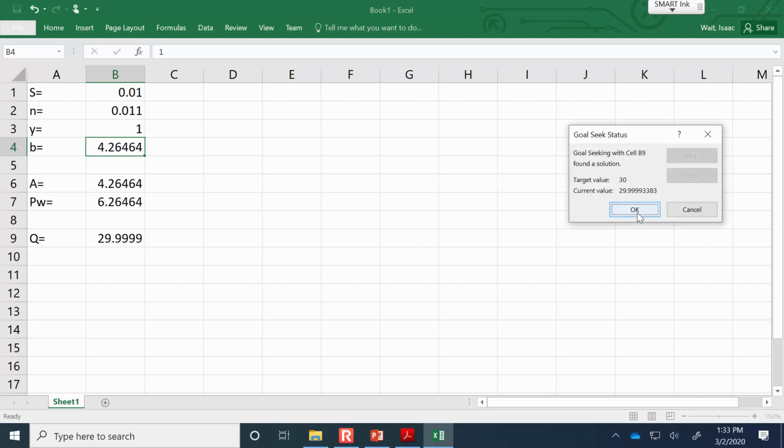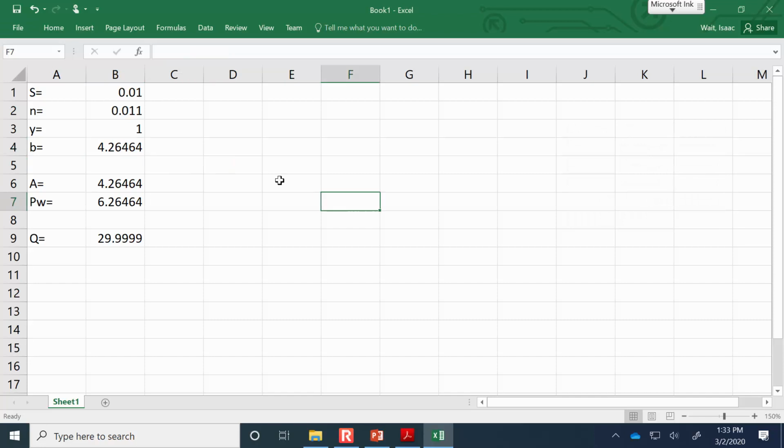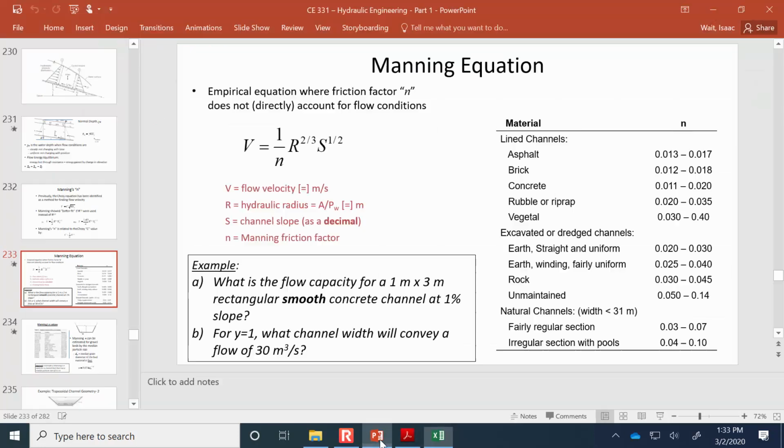How do you get it to show up as the fraction instead of like a 1? All right, so what that says is that the width should be 4.26 meters. Anybody else get 4.26 meters? Yeah, thumbs up. Okay. So that's Manning's equation.